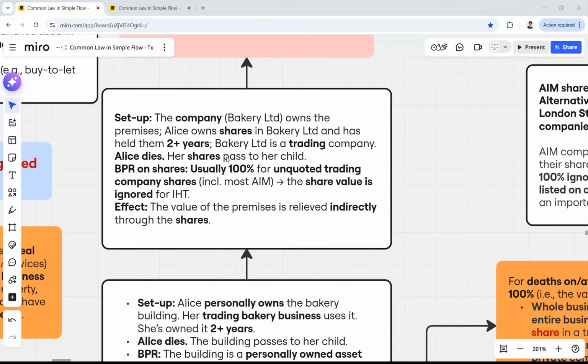So if your company is a limited company, then you must check if it is AIM or not AIM. The share value is ignored for inheritance tax. The effect is the value of premises is relieved indirectly through the shares.